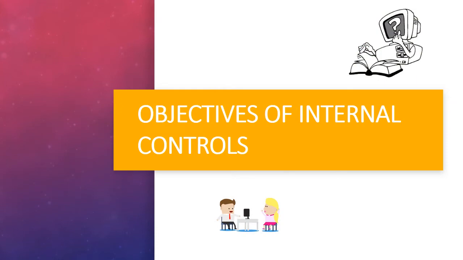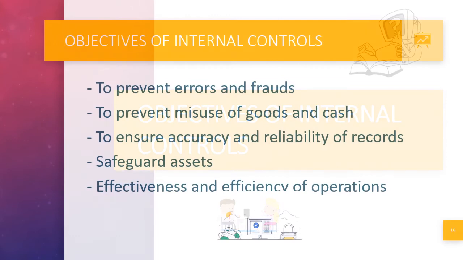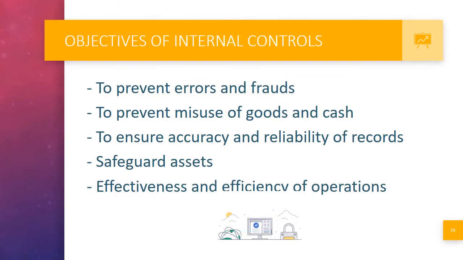Objectives of internal controls. Firstly, to prevent errors and frauds. Secondly, to prevent misuse of goods and cash. To ensure accuracy and reliability of records. To safeguard assets. And for effectiveness and efficiency of operations.